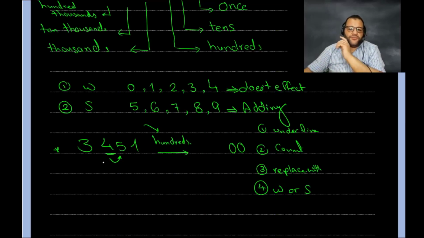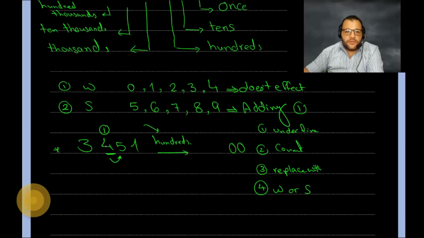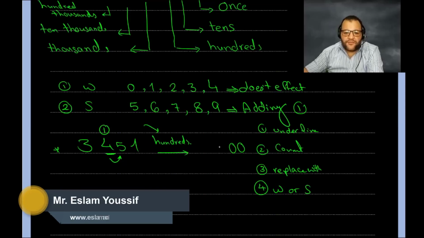Leave 1. I'm just talking about 5, the one at the right. 5 is a strong digit. The strong digit is affected by adding 1. So which number will I add 1 to? I will add 1 to 4. So 1 plus 4 equals 5. Then write 3 without any change.